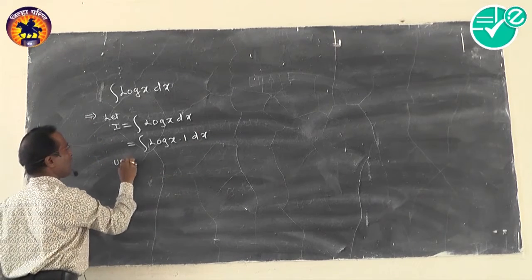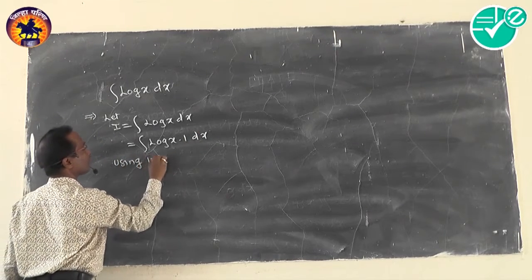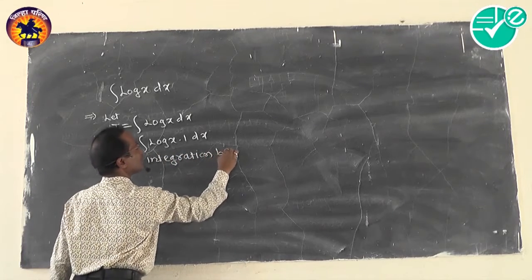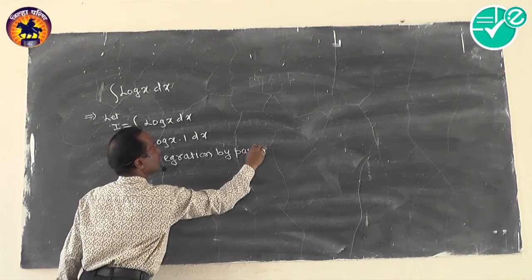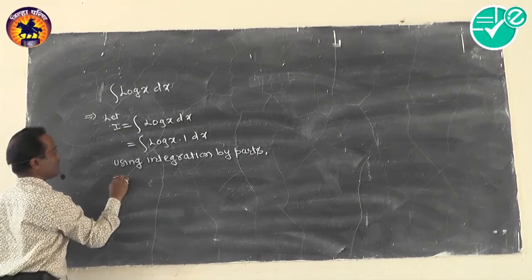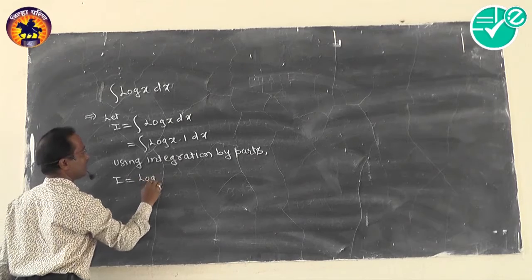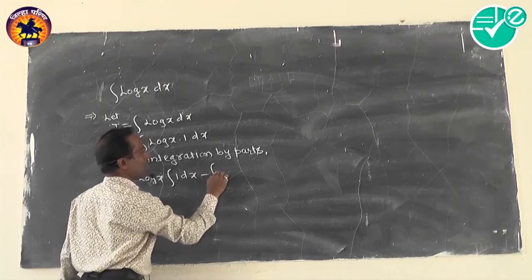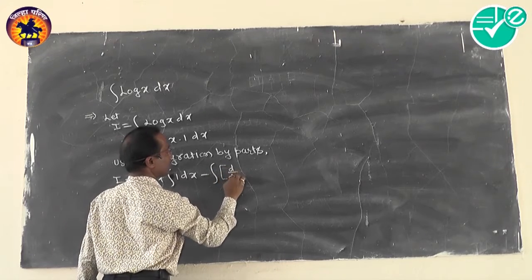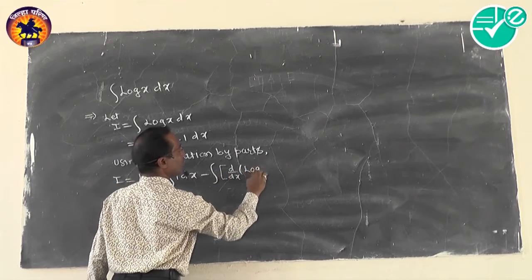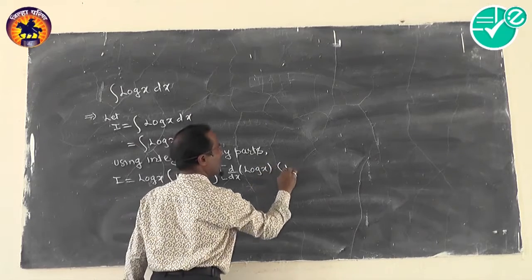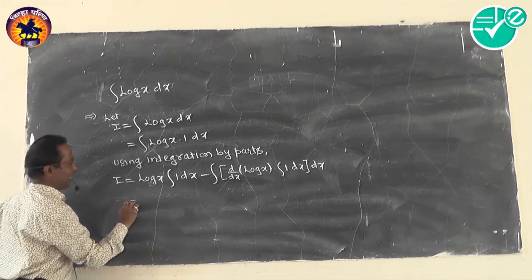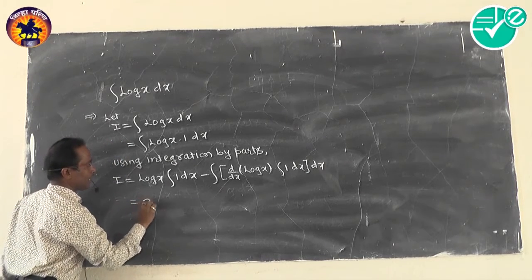Using integration by parts. First function log x as it is, integral of second, minus integral of derivative of first into integral of second dx. Now this can be written as x into log x.